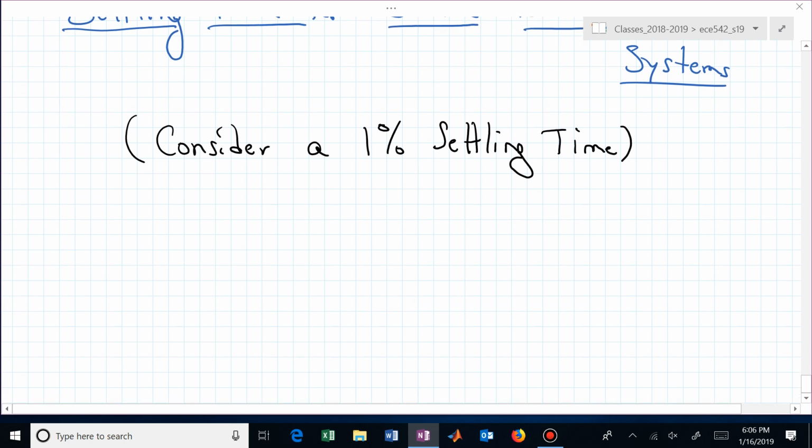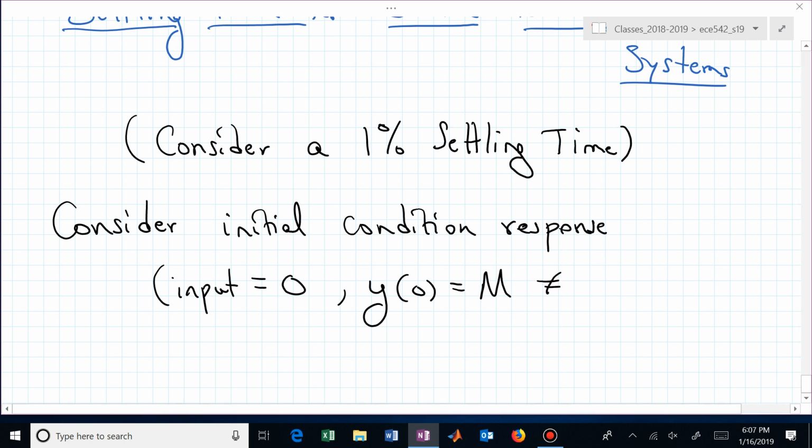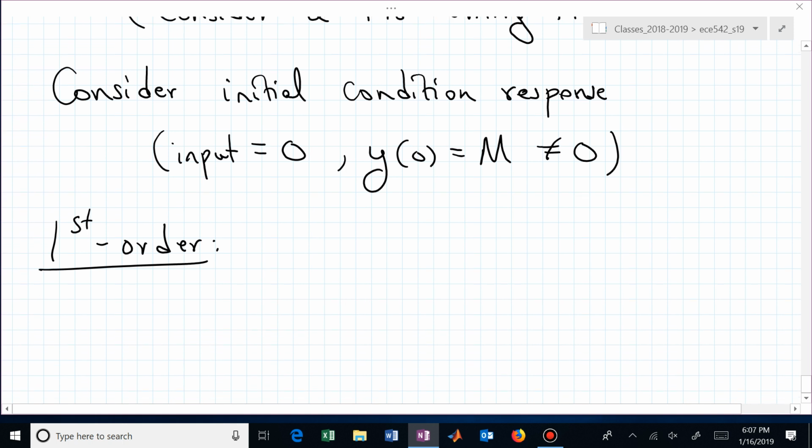And to get a feel for how this works, let's go ahead and consider a particular initial condition response. We now are not going to have an externally applied input. Our input will be 0. And we're going to allow the initial value of our variable, let's call it y at time n equals 0, to be capital M. And we can gain the insight that we need by looking at a very simple system. Let's just look at a first order linear difference equation. And once we understand that, we can apply this same idea to any ordered system.